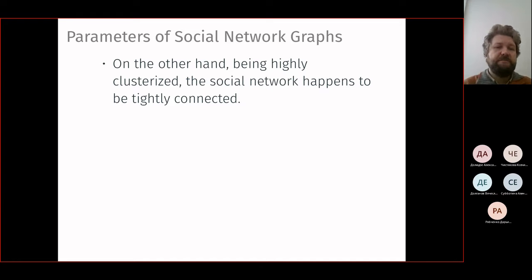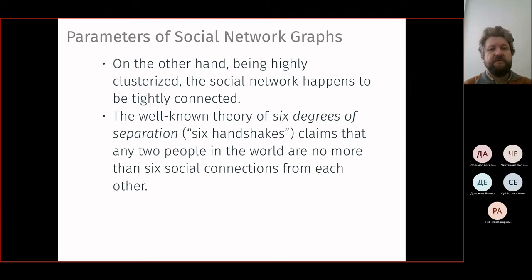On the other side, being highly clusterized, the social network happens to be tightly connected. This is represented by the following empirical fact of 6 degrees of separation, or 6 handshakes, which claims that any 2 people in the world are connected by no more than 6 social connections. So any people in the world, only 6 edges.